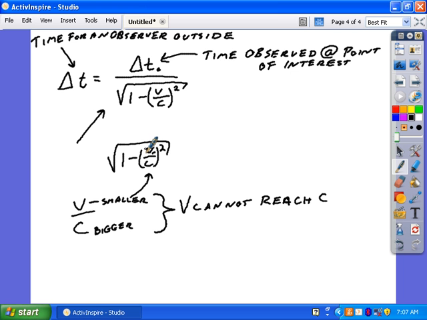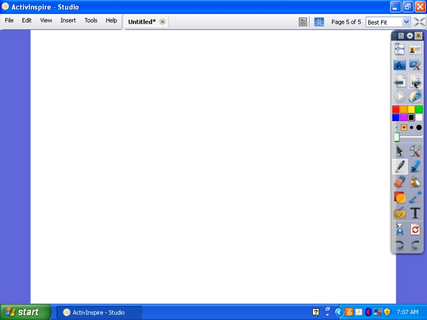Now what I want to do here is, let's say that we've got a generic instance where you're traveling, let's say, Mach 1, the speed of sound. And let's say that the observed time interval was 0.1 of a second. So, we've got 0.1 divided by the square root of 1 minus v over c squared.